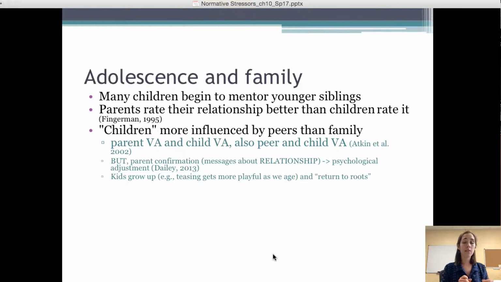So children and adolescents are going to turn to their peers more, and that's why parents freak out, right? They're afraid they'll do all these crazy things or get hurt. The reality of it is that there's still a link from parents to kids even when the kids become adolescents.